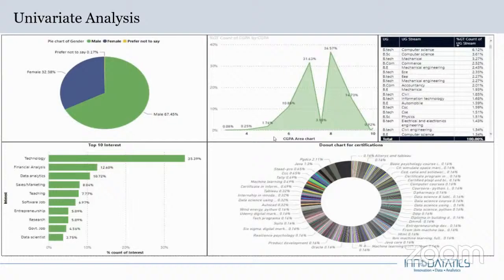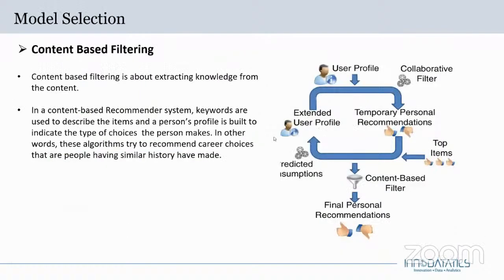We also used Power BI, in which we created an interactive dashboard involving a few visualizations. Here we included a pie chart for the gender, a density plot for the CGPA, a simple table for the UG streams, the top 10 interests of the students, and a donut chart for the certifications. Next slide. So Satish will take care from here.